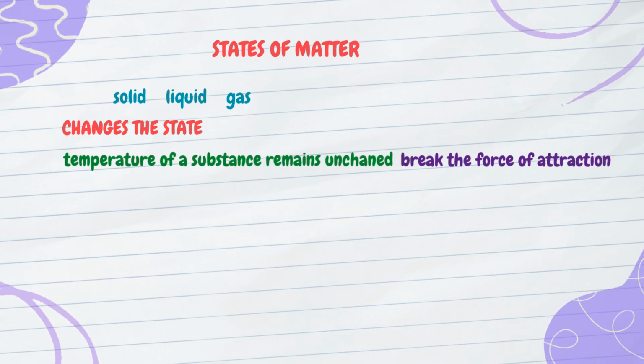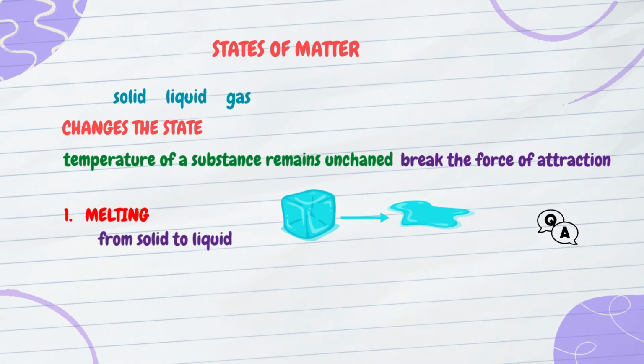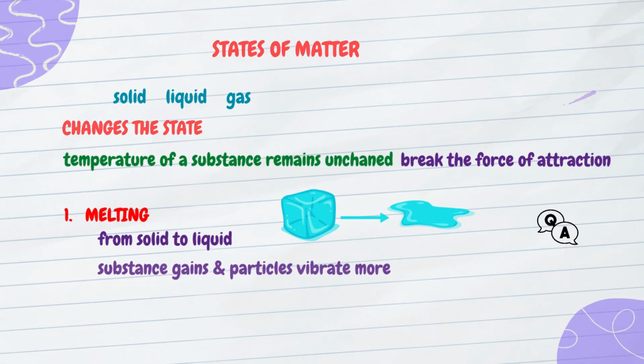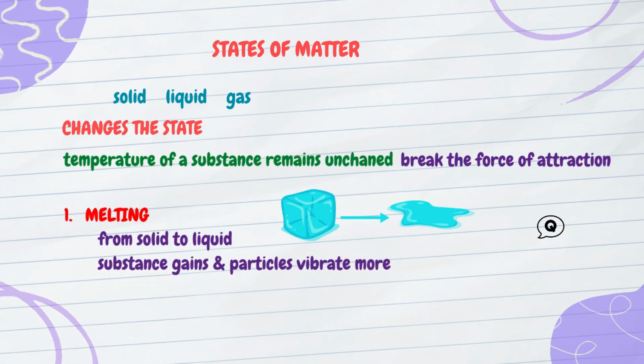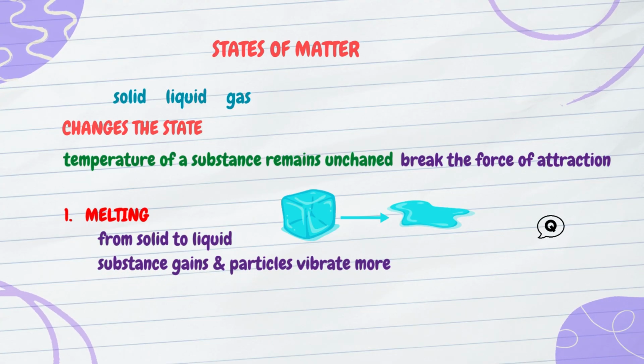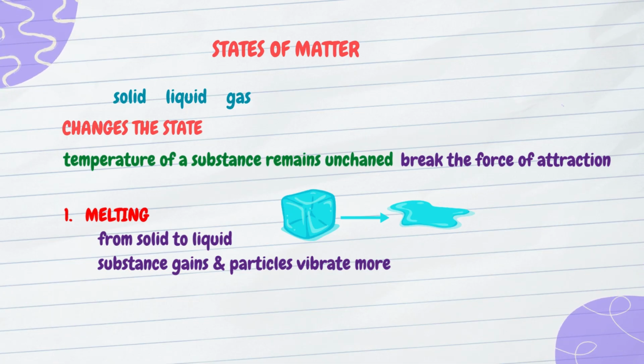The first change of state is melting. Melting is the change of state from solid to liquid. During melting, a substance gains heat and particles vibrate more. This changes the arrangement of the particles from tightly packed to loosely packed. As a result, the substance changes its state from solid to liquid.